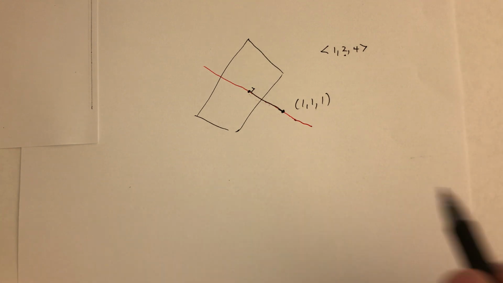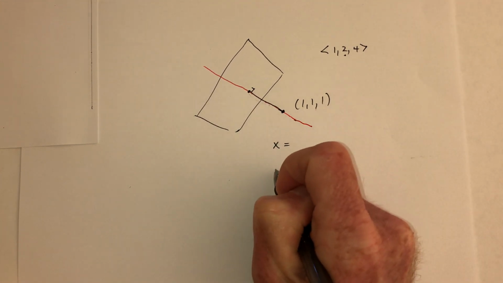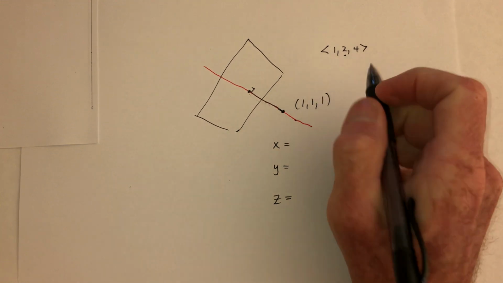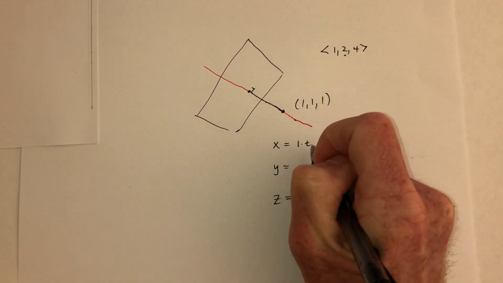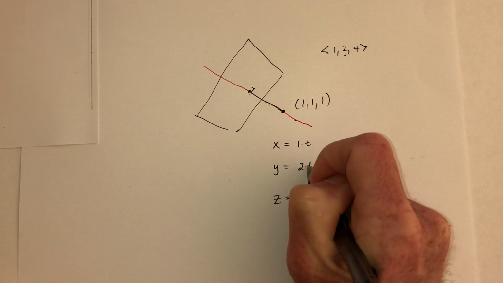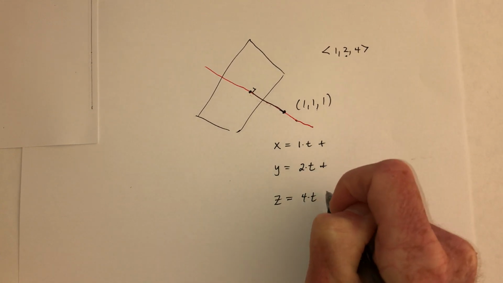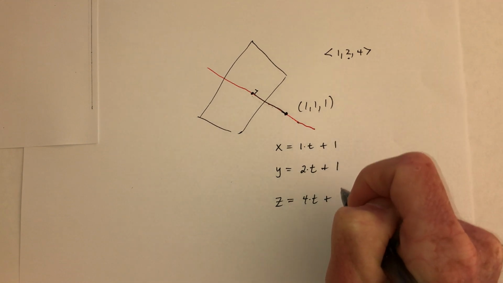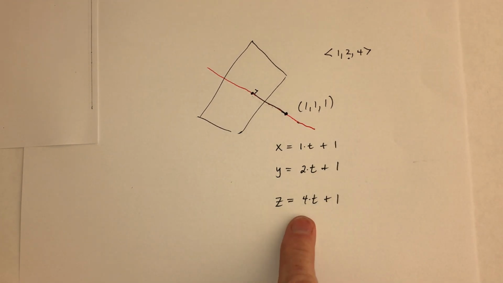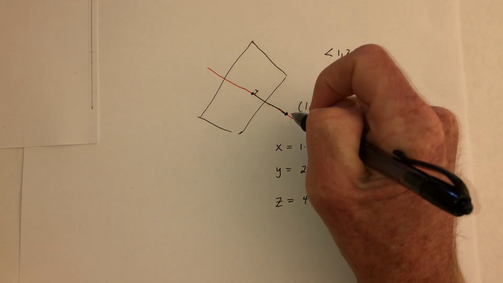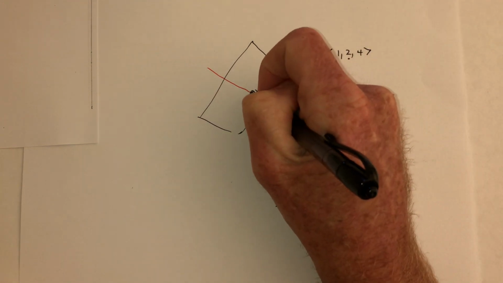And it's very easy to do. It's just x equals, y equals, z equals. Put these numbers in front of t, so 1 times t, 2 times t, 4 times t, and then put the point 1, 1, 1. And the graph of that is this red line. Now what I need to know is when this red line intersects the plane.